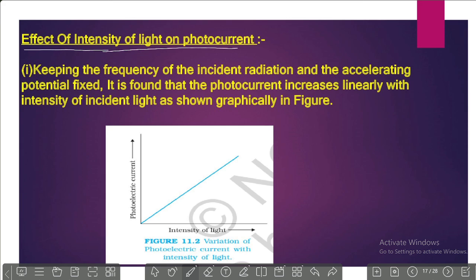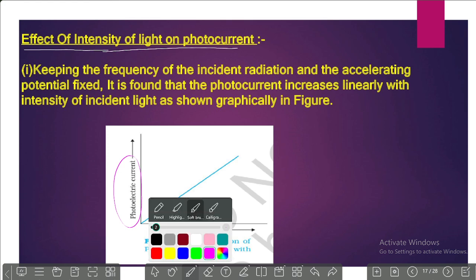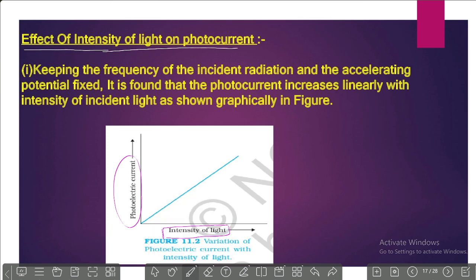Now in the y-axis, what have we considered? In the y-axis we have considered photocurrent, and in the x-axis we have considered intensity of light. So if you see the graph, it will be a straight line graph. Remember, the frequency of the incident radiation and the accelerating potential are kept fixed, meaning constant.